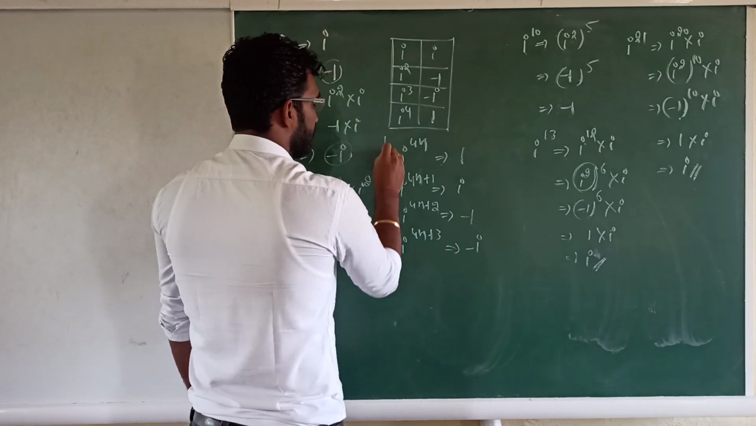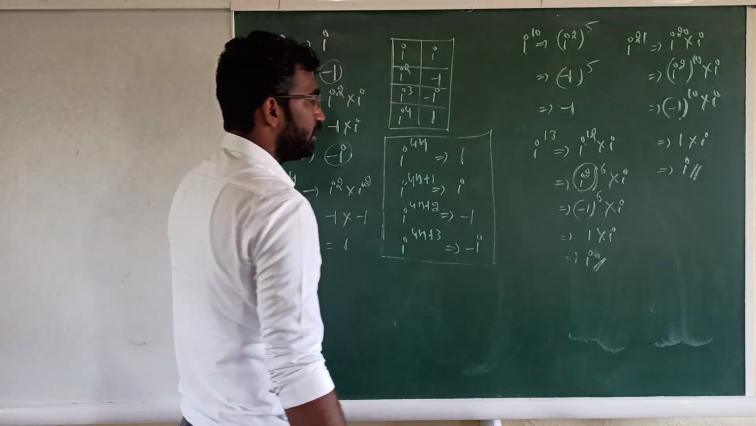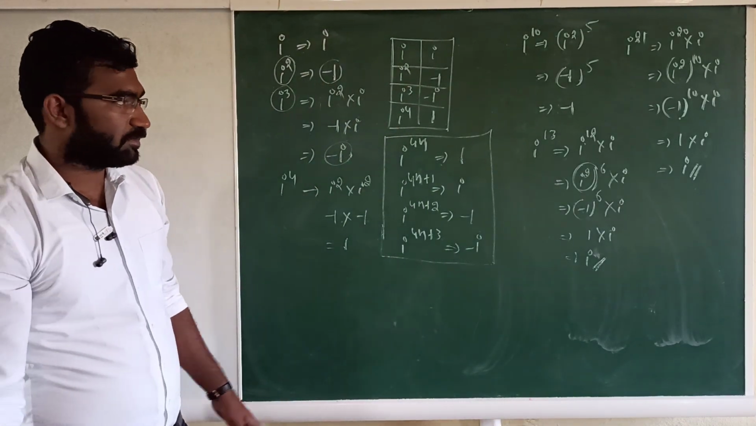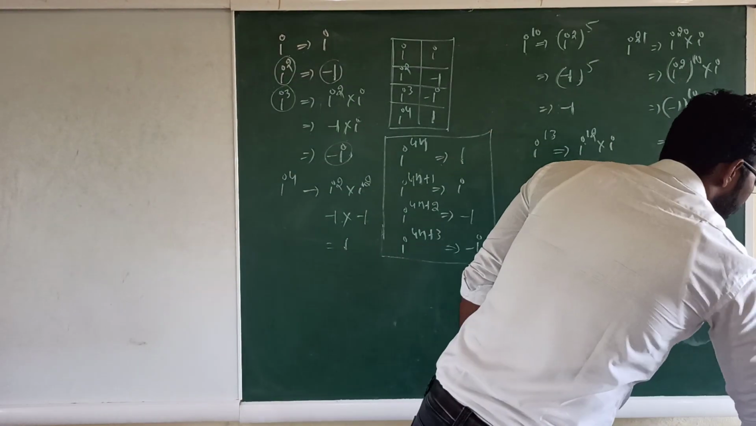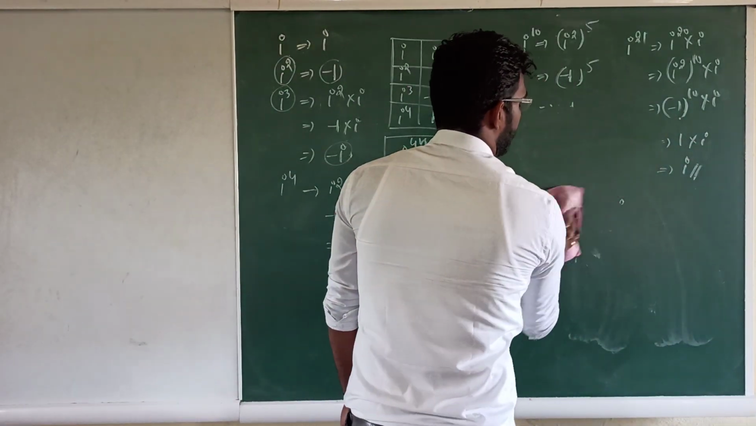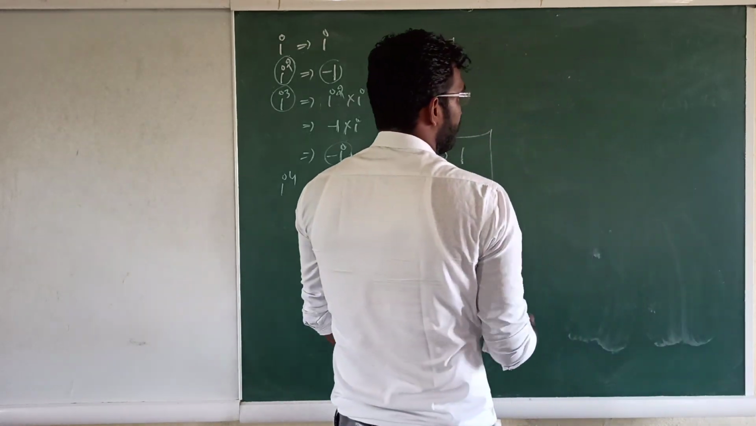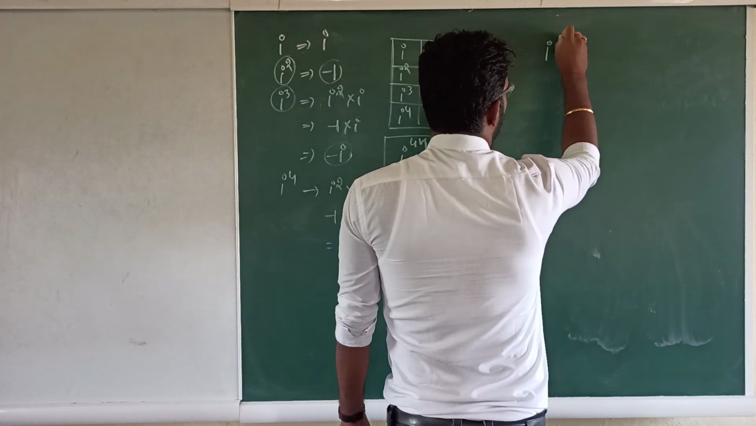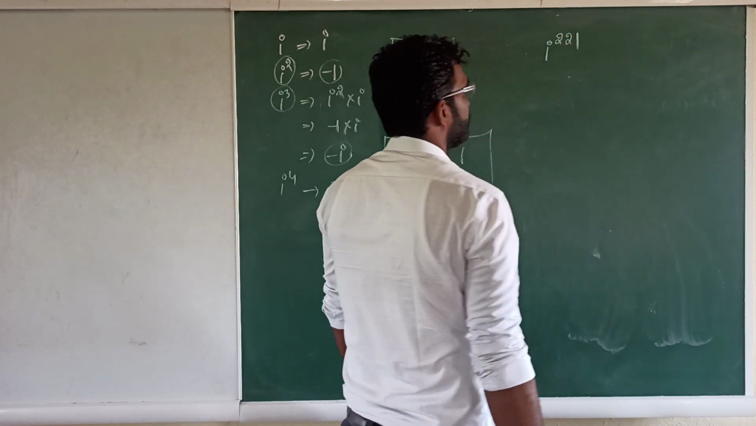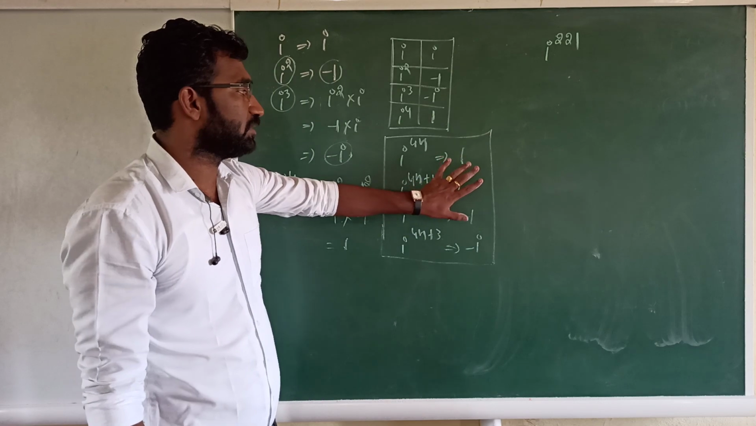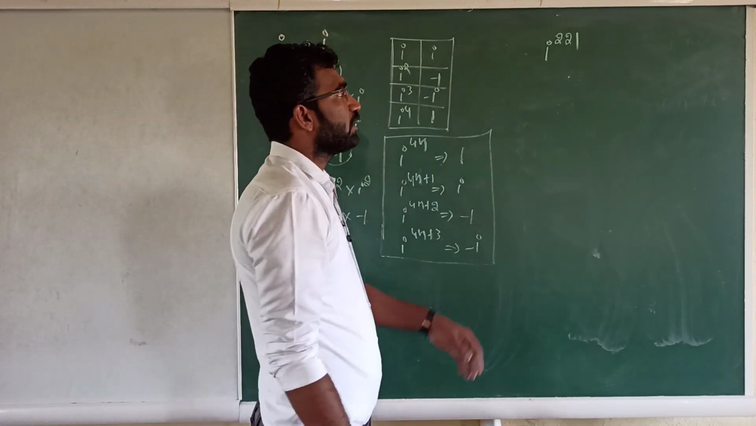You should remember this table also, which will be very useful for you to find any value, right? By using this table, I am going to explain how to find the value. That is very simple. If I am interested in finding bigger numbers, for example i raised to 221, this is a little complicated, so the previous method is useful for you.